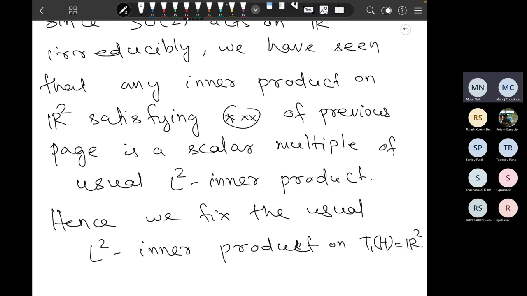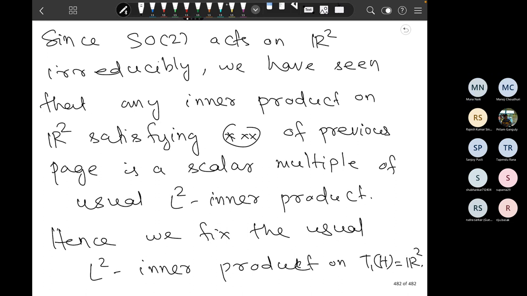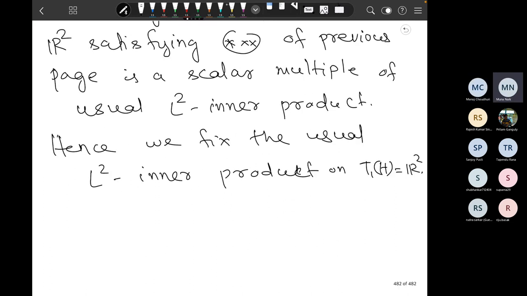By the way, SO2 action on R2 is not transitive, right? Why? Oh, SO2 action on R2 is not transitive. Yeah, you need the translation also. Yes.